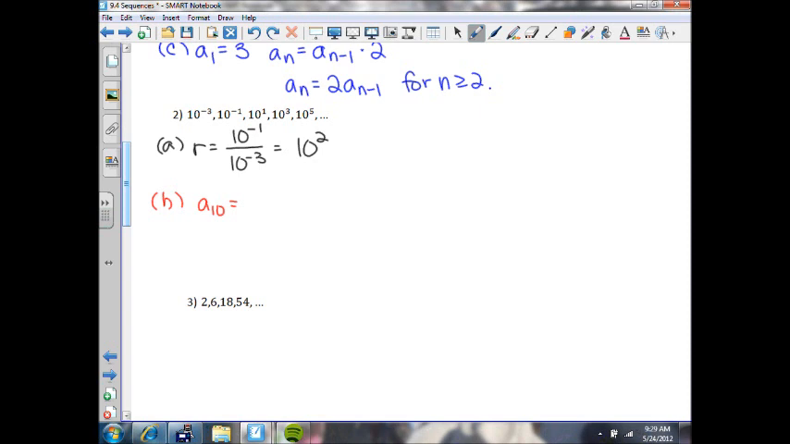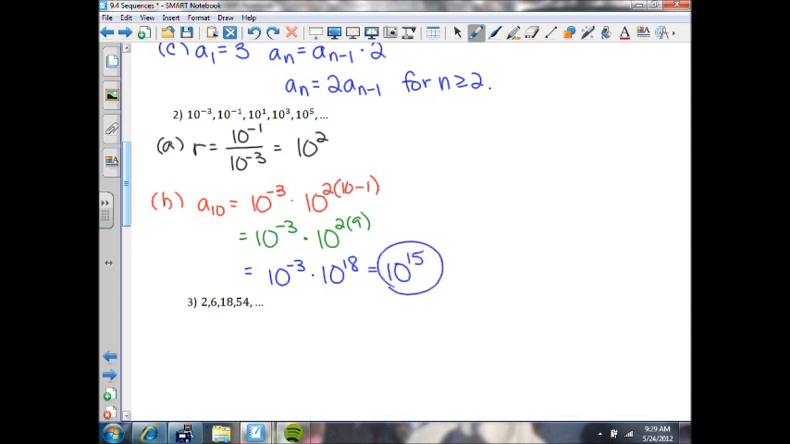That will be our first term times our ratio to the 10 minus 1 power. So really that'll be 10 to the negative third times 10 to the 2 times 9, which really simplifies to 10 to the negative third times 10 to the 18th, which is 10 to the 15th power. There is our 10th term.